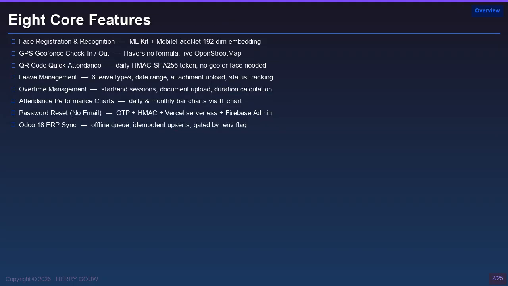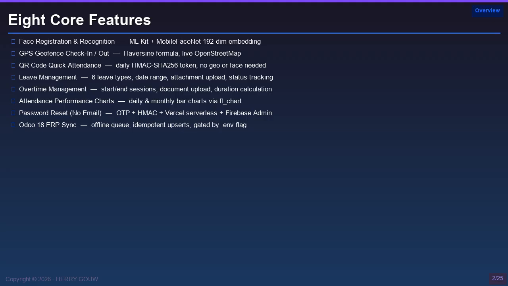The app delivers 8 core features. Face registration and recognition using MobileFaceNet running entirely on-device. GPS geofence check-in and check-out verified by the Haversine formula. QR code quick attendance for fast check-in without face or GPS requirements.